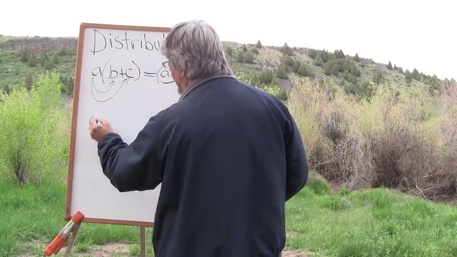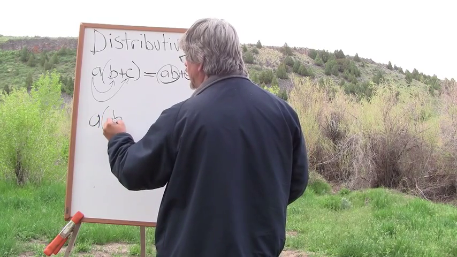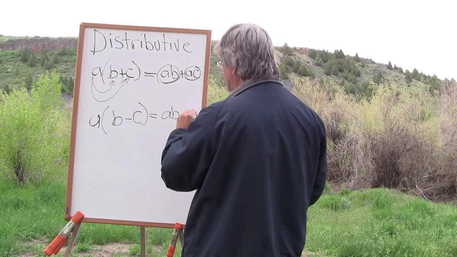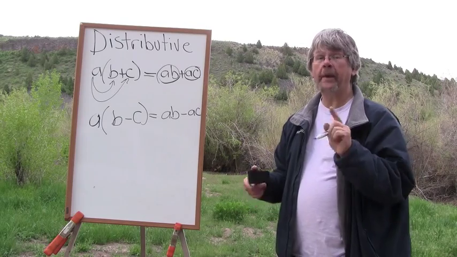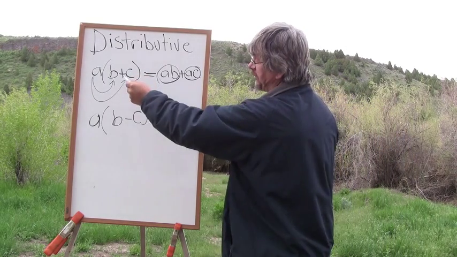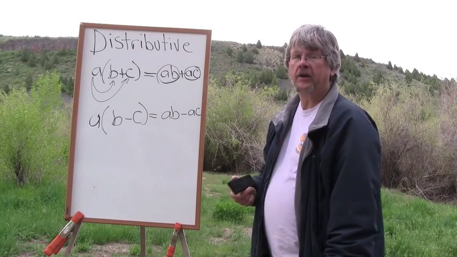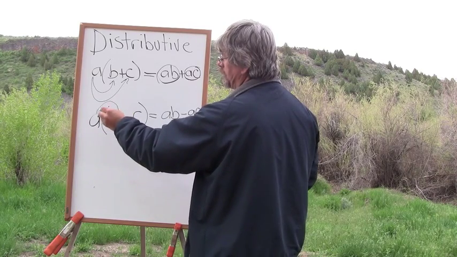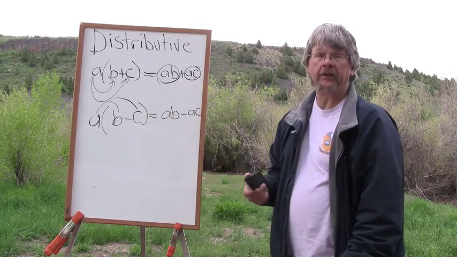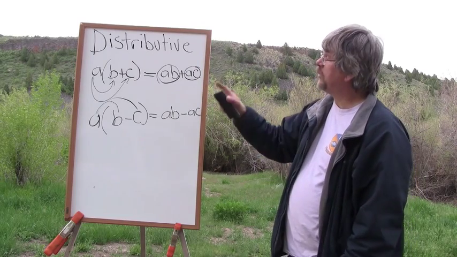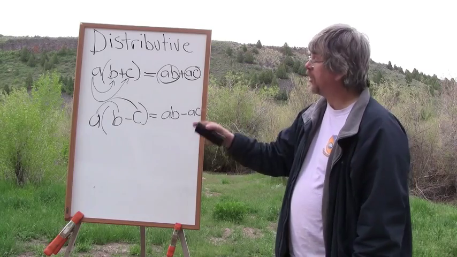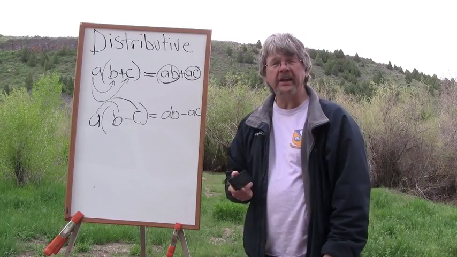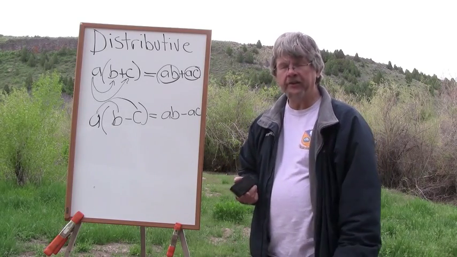If we had this as A times B minus C, this would equal AB minus AC. You use whatever operation plus or minus is being used, but you distribute the outside term into each of the terms inside the parenthesis to get your answer. This one we will use over and over again. This is one of the most important ones. It comes real big in when we start factoring, as you'll see.